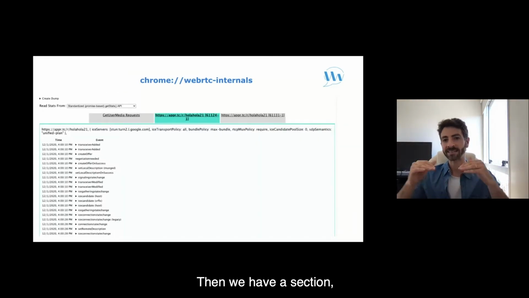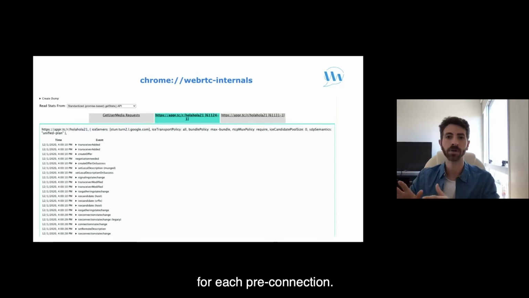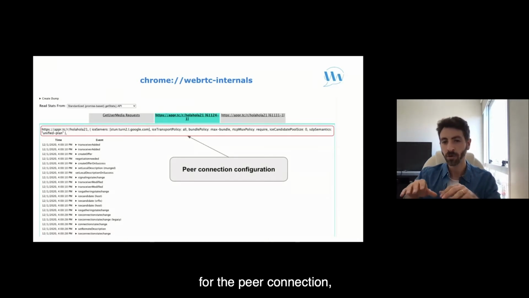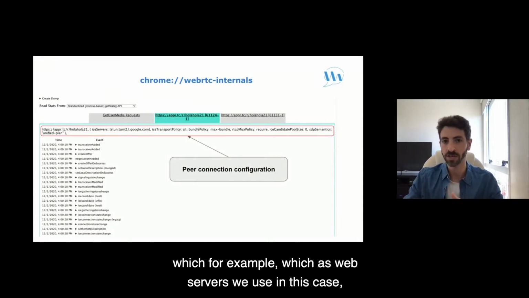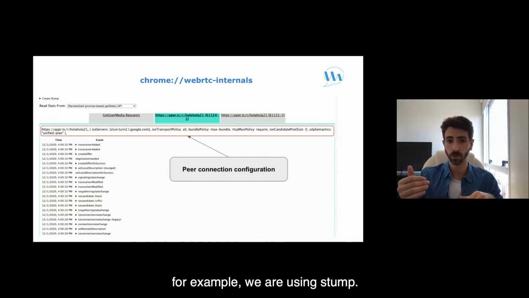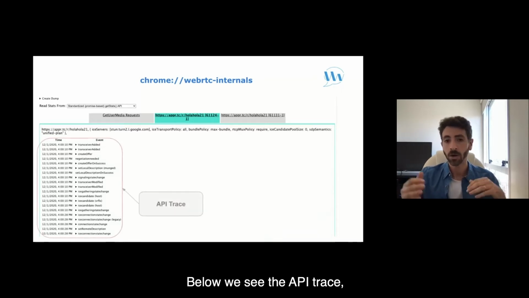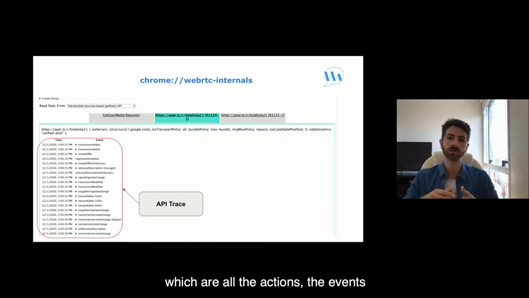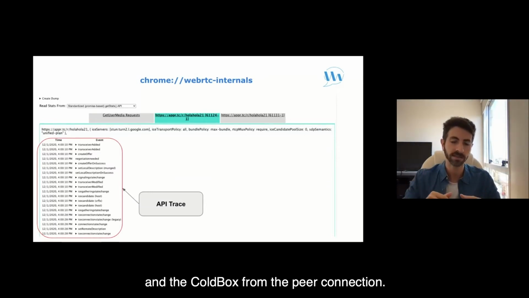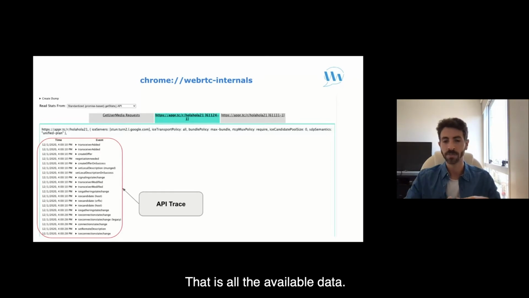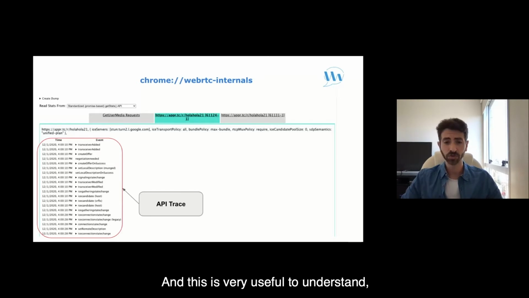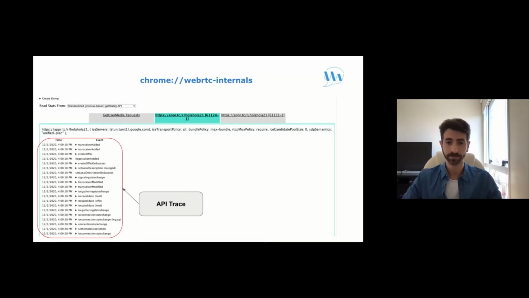Then we have a section for each peer connection. There we see the configuration for the peer connection, which, for example, iceServers we use. In this case, for example, we are using STUN only. Below, we see the API trace, which are all the actions, the events, and the callbacks from the peer connection, ordered by datetime. And this is very useful to understand how the call was set up.